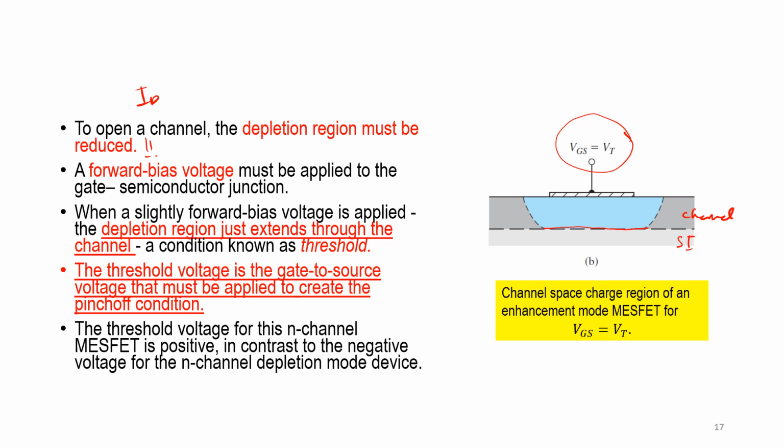Okay, so the threshold voltage is the gate to source voltage that must be applied to create the pinch-off condition. That's what is called a threshold voltage. For an N channel MESFET, the voltage is positive, in contrast to the negative voltage for the N channel depletion mode devices.